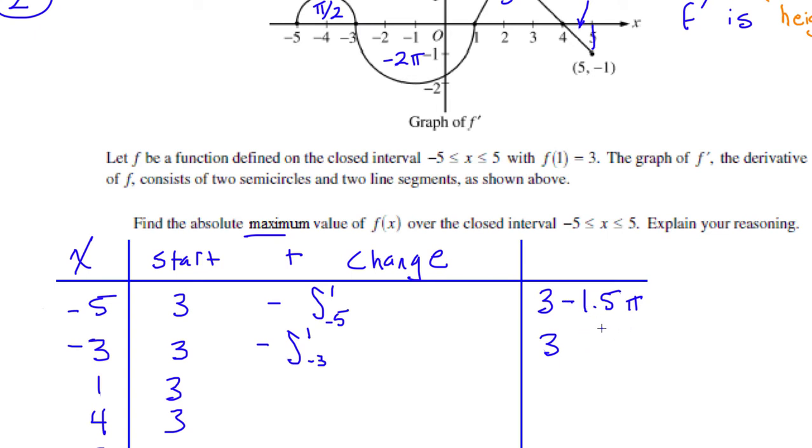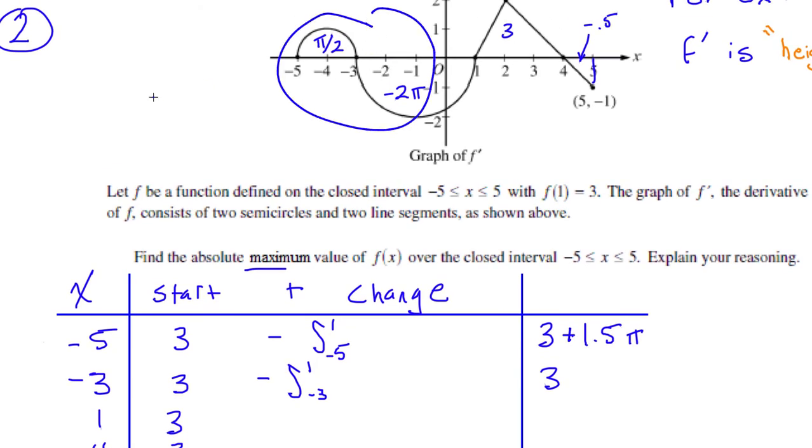And this one back here, so this should be plus 1.5 pi. These two add up to negative 1.5 pi, but because I'm doing minus this area, it should be a plus 1.5 pi. Thank you for the catch, Claire. And then this one is negative 2 pi, so minus negative 2 pi is plus 2 pi. Now it makes sense. That's why we can eliminate that one in our shortcut, because this one is bigger.